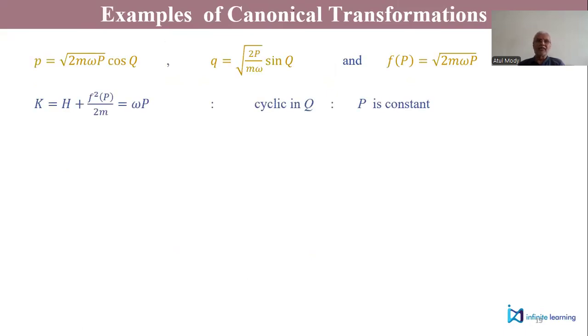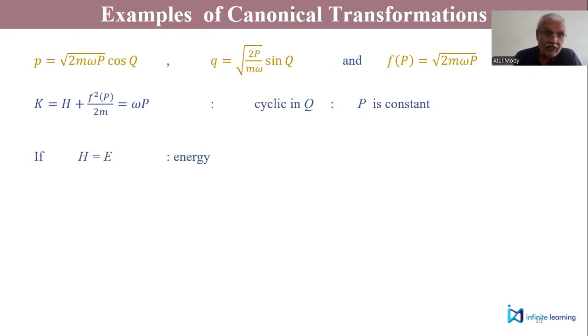So that's what was the last line on the previous slide. Again, I'm saying there should have been an equal to sign here. All right. So your Hamiltonian, because of this transformation, becomes omega times p, the new coordinate. And your q was cyclic, and q turned out to be omega t plus alpha, as we have seen earlier.